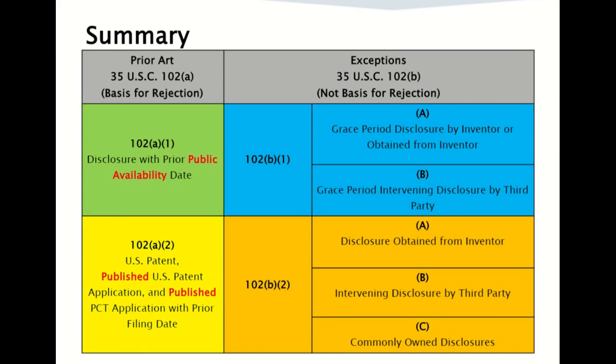In conclusion, exceptions under 102(b)(1) apply to prior art being applied using its public availability date under 102(a)(1). These exceptions involve inventor-originated and third-party disclosures made during the one-year grace period. Exceptions under 102(b)(2) apply to prior art being applied using its effectively filed date under 102(a)(2). These exceptions also involve inventor-originated and third-party disclosures, plus commonly owned disclosures, but do not involve a one-year grace period.